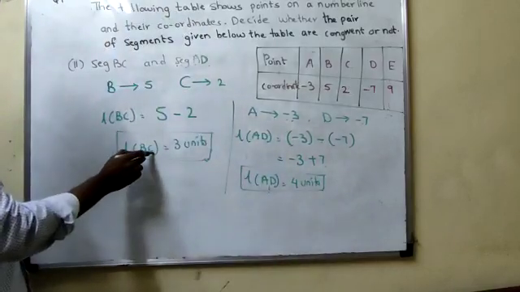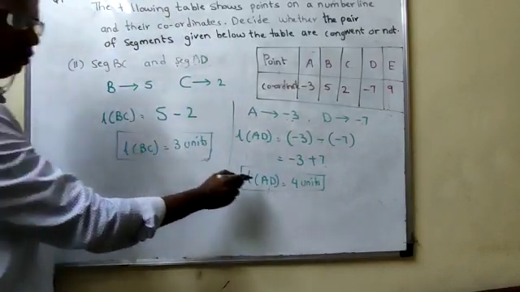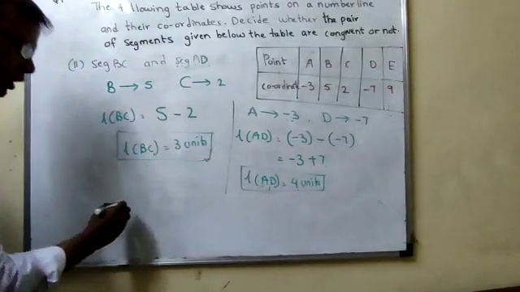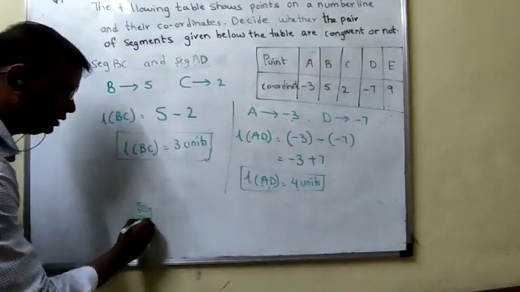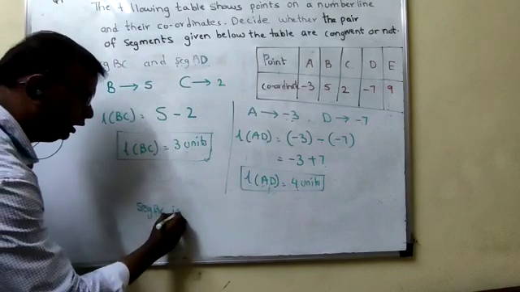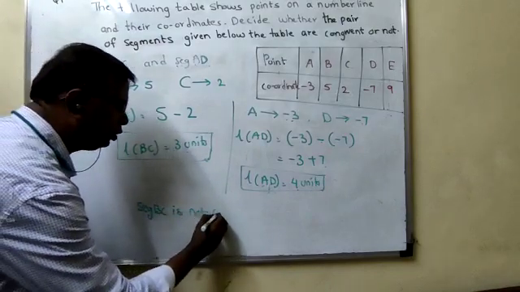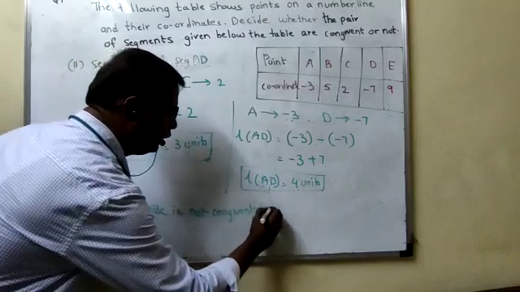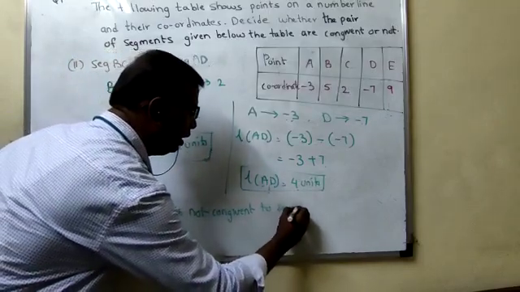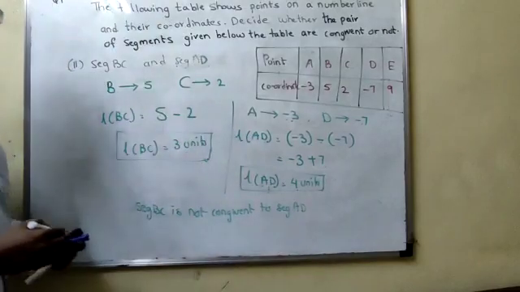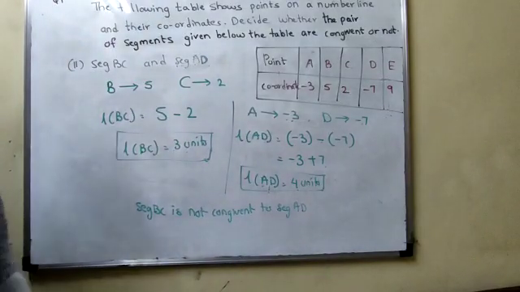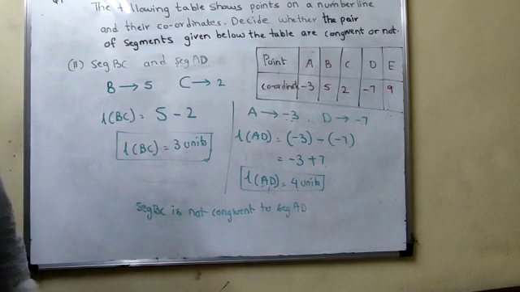What is the distance of BC? 3 units. The distance of AD is what? 4 units. Are they congruent or not? They are not congruent. So we can say segment BC is not congruent to segment AD. Okay, students, any doubt? See carefully, any doubts are there? Now we move to the third sum.